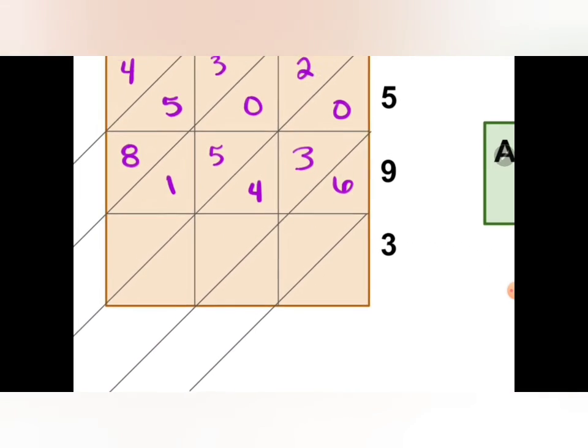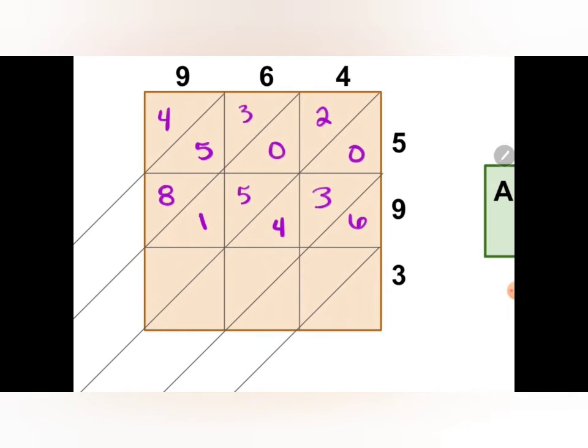For our bottom rightmost corner, we have 4 times 3, which is 12. We have 6 times 3, which is going to be 18. And then we have 9 times 3, which is going to be 27.